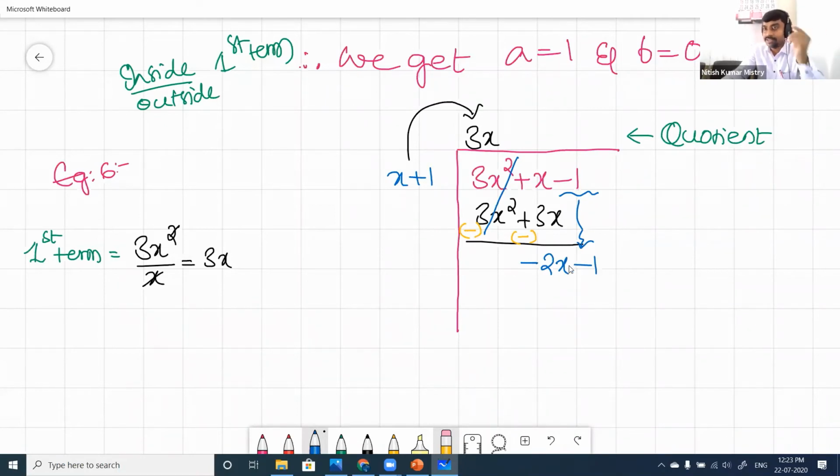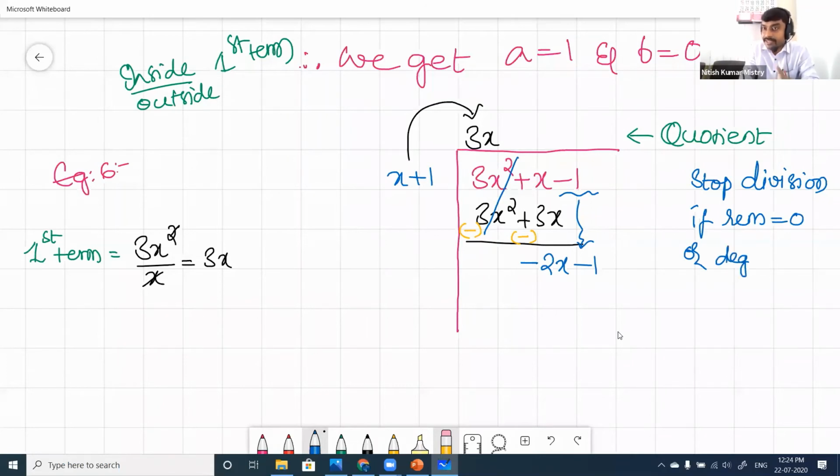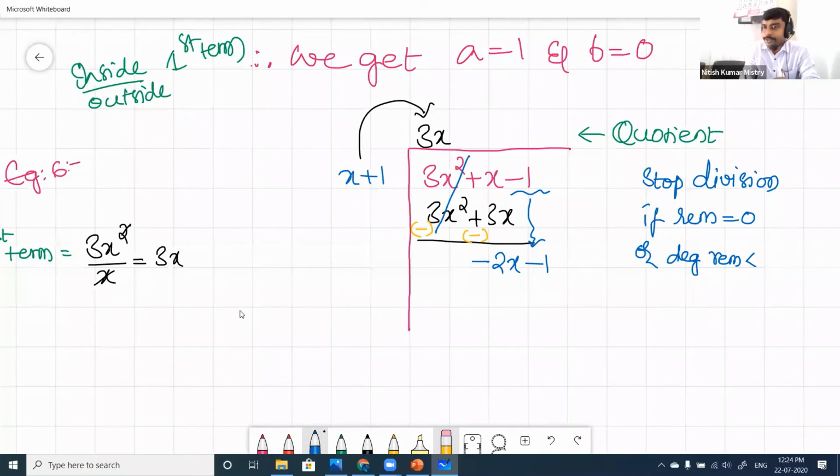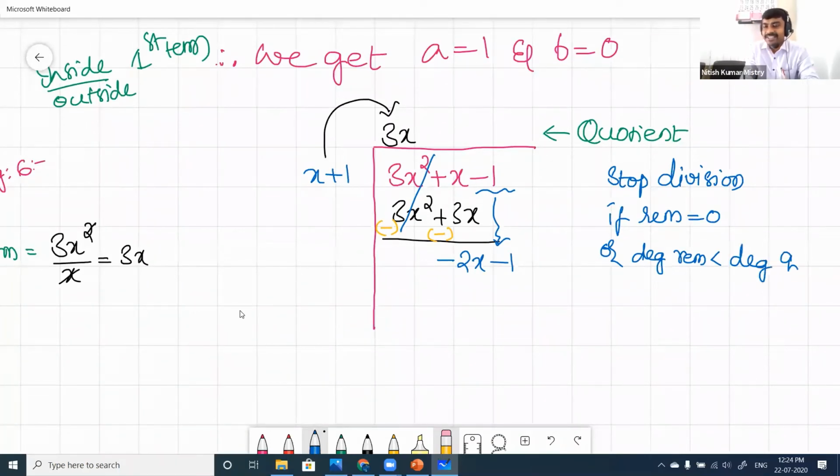Then what is the other way to understand whether we should stop or not? The degree of the remainder should be less than the degree of the divisor. I repeat, when should we stop division? If remainder is equal to 0 or degree of remainder is less than degree of divisor. So these are the two situations where we need to stop.